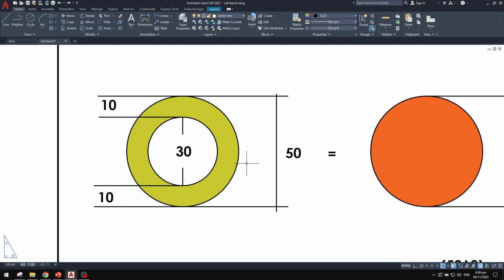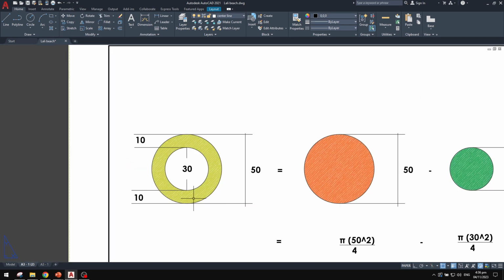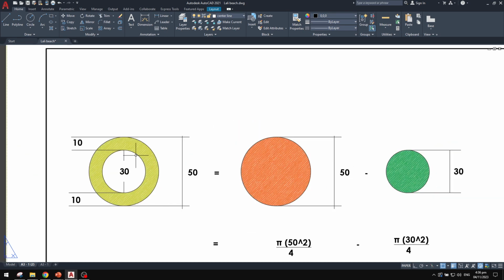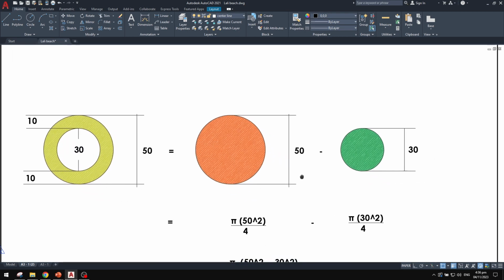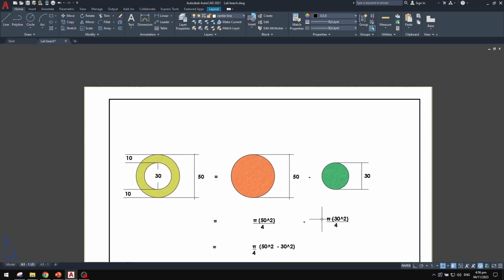So, the donut. We are tasked to find the area of the shaded part. The area is just equal to the area of the whole circle, 50, minus the area of the middle, 30. So, what remains is this. Okay? So, manually, we can get the area here and then subtract.